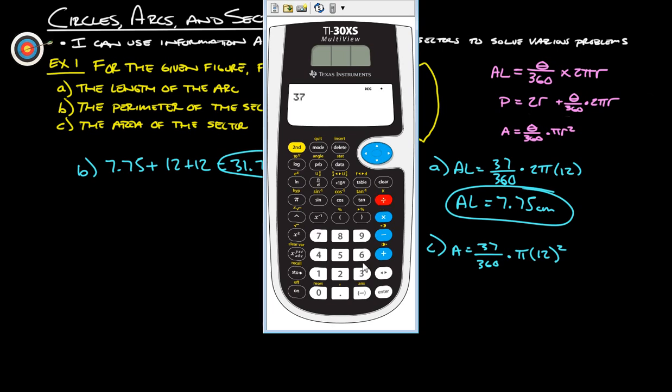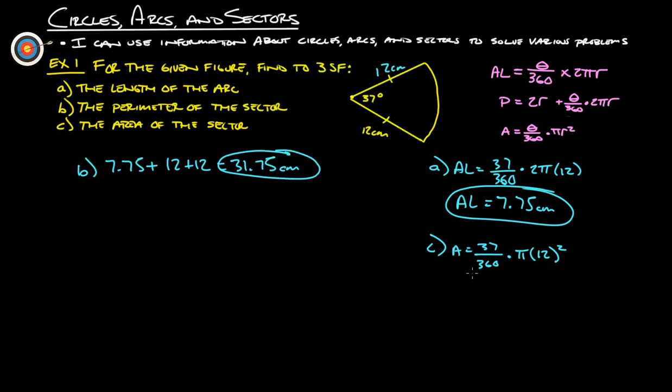37 divided by 360 times pi times 12 squared should give us the area of that sector there. So 46.5 we're going to call it. So the area is 46.5, and this is centimeters squared since we're talking about area.